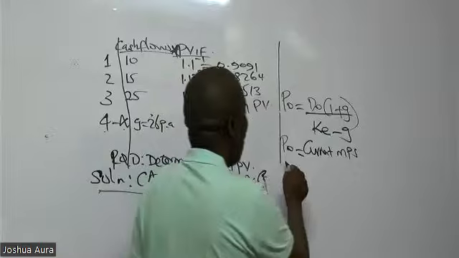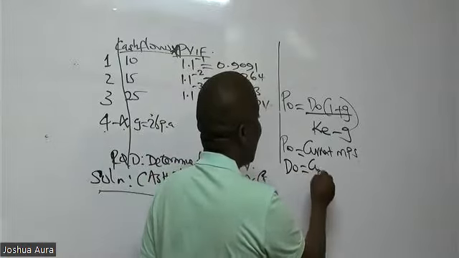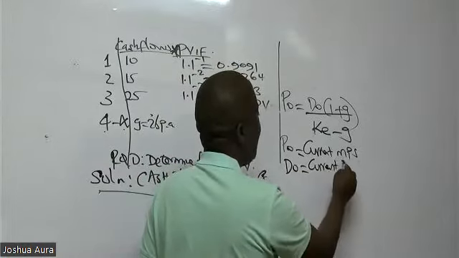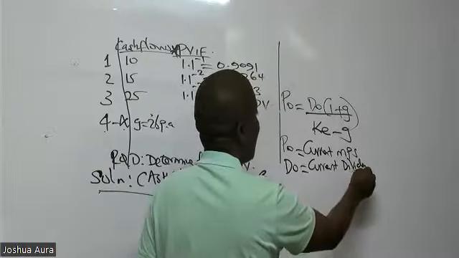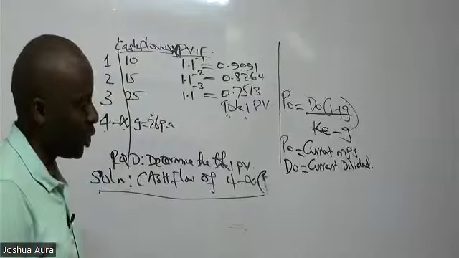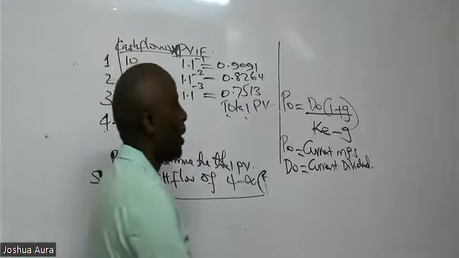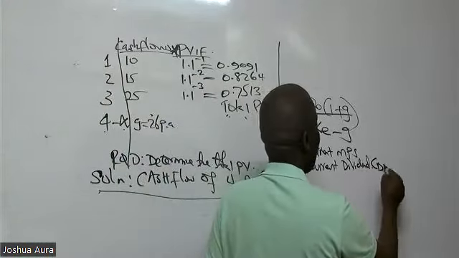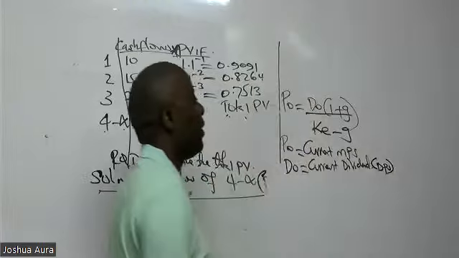And then we have DO. DO is the current dividend. This is the current dividend per share, DPS. Actually, I should have used DPS here. Current dividend per share.